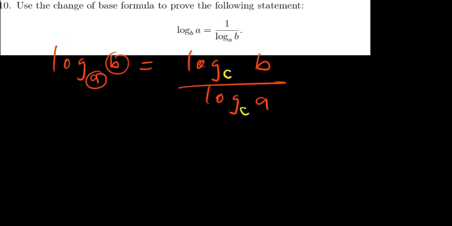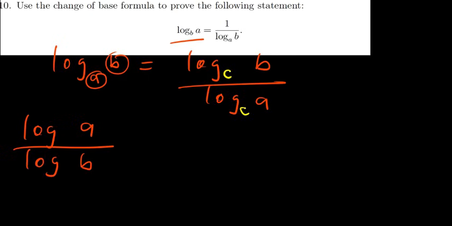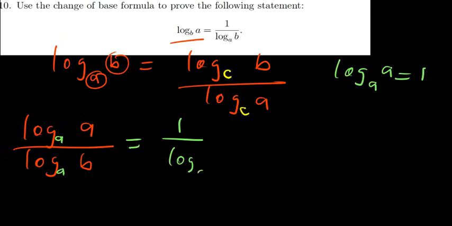Using the same formula, the question says use the change of base formula to prove the following statement. So here we are proving that this is equal to that, so we are going to start with this part. I'll write log using the formula: log a on top, then divide by log b. Now look at what you are trying to prove. They are changing this to base a, so you put a here. Remember, log base a of a, log of the base itself, is 1. So the top part becomes 1, the bottom part becomes like that. So this is exactly as that.